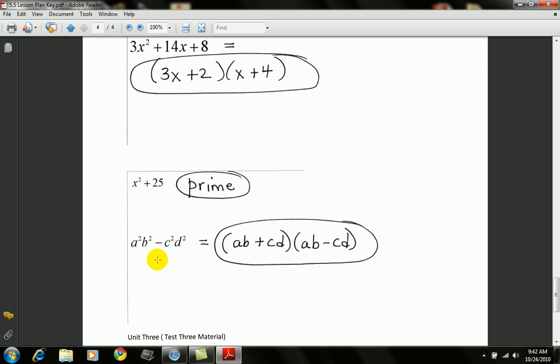Now, this example is different. This is a subtraction problem. This is a perfect square because the front is AB times AB, and the back is CD times CD. We can factor this since it's the difference, i.e. subtraction, of two perfect squares. One sign's a plus and one sign's a minus, and we're done.